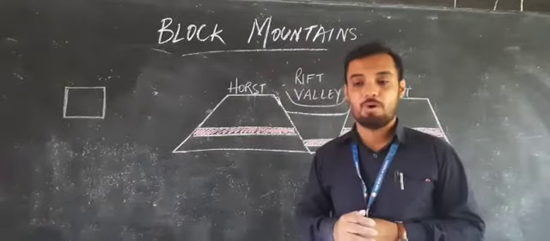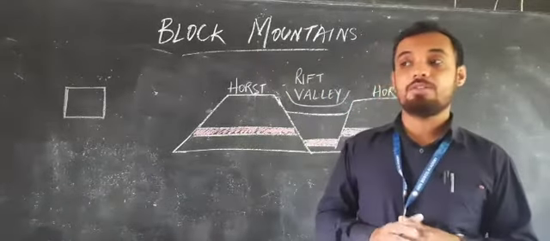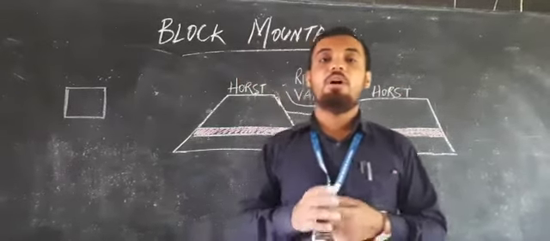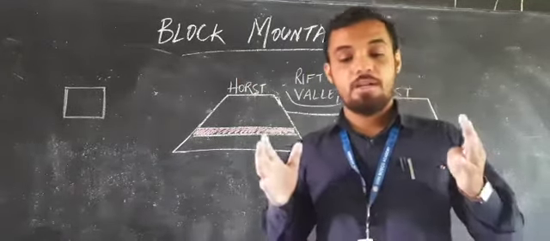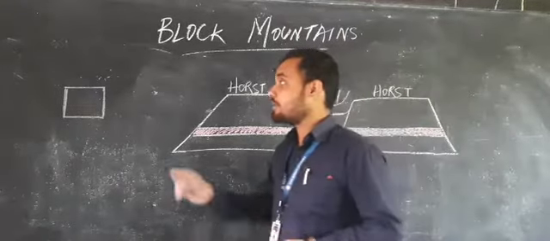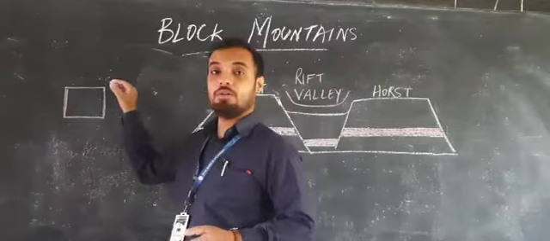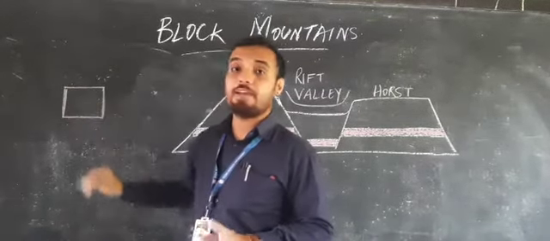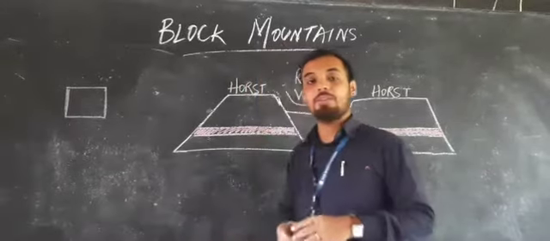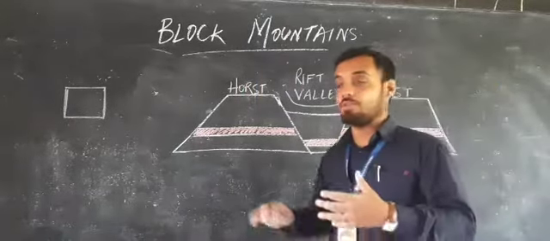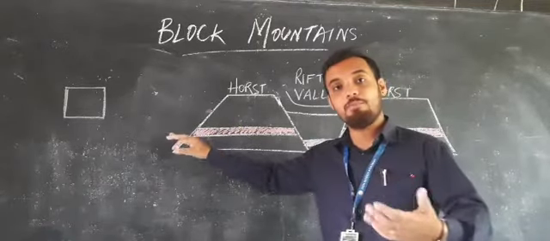Now what is a block mountain? To understand it, we need to understand what a block is first. A block is a large, heavy piece of something which has flat sides. This is a block. You can see that on all four sides we have flat sides. The same thing is there with block mountains, but we are going to talk about mountains. This was just for an idea of what a block is.